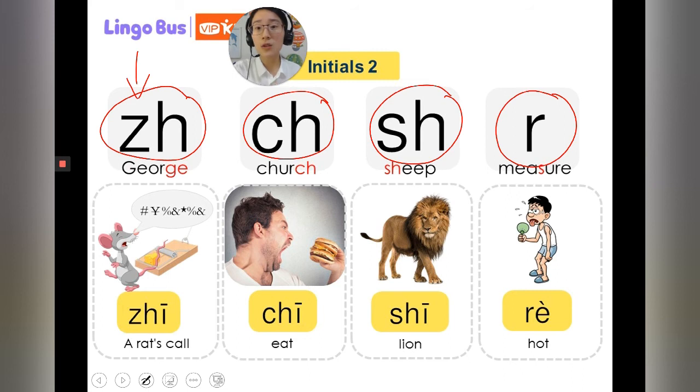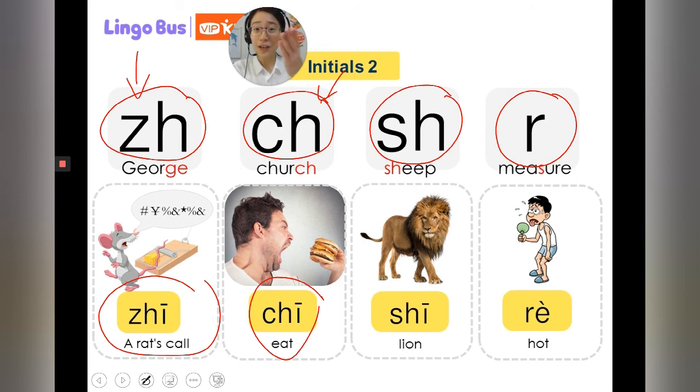In this second group, we have 知, 吃, 诗, and 日. The first one is 知. It sounds like the letter GE in the word George. 知. And a red call in Chinese is 知. Can you have a try? Great. When you pronounce 知, the tip of your tongue touches the roof of your mouth. 知. Great. The second one is 吃. 吃, you can feel more air come out. 吃. And eat in Chinese is 吃. 吃. Can you have a try?